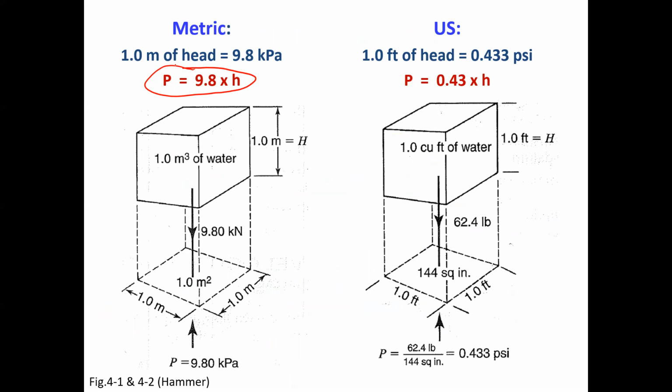We're going to practice it a few times. Of course, if you're looking at the imperial American system where you want pounds per square inch, it's the same formula but a different conversion factor. So it's 0.43 times the height. The height is in feet, and that's going to give you a value in pounds per square inch.